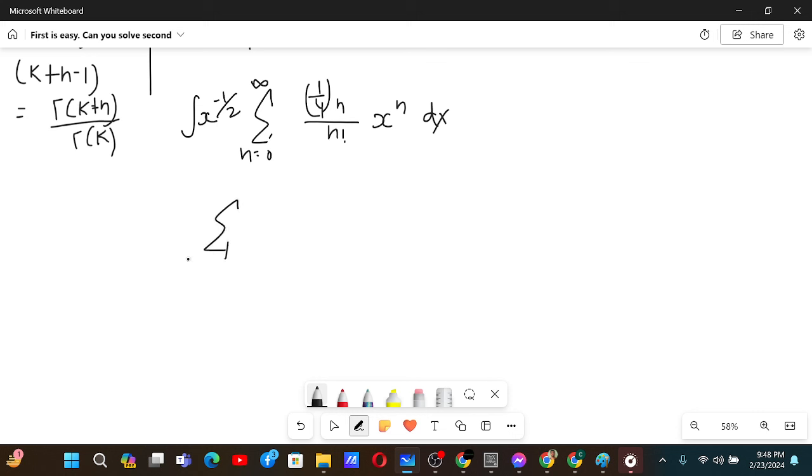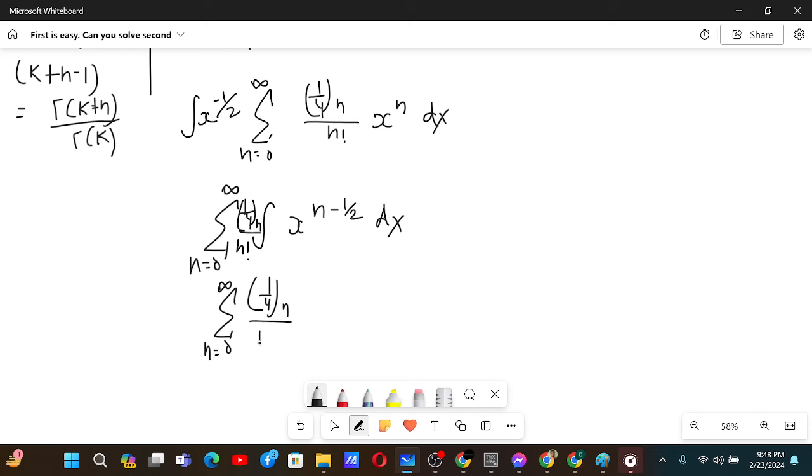So we have the sum going from n equals 0 to infinity, integral of x to the power n minus 1/2, and over here (1/4 choose n) by n factorial outside the integral, because the integral is in the world of x and these are just constants. Sum from n equals 0 to infinity, (1/4 choose n) by n factorial. Now this is just x to the power n plus 1/2 by n plus 1/2.